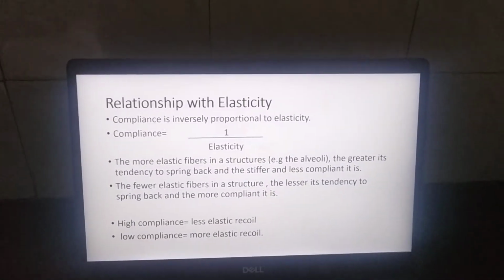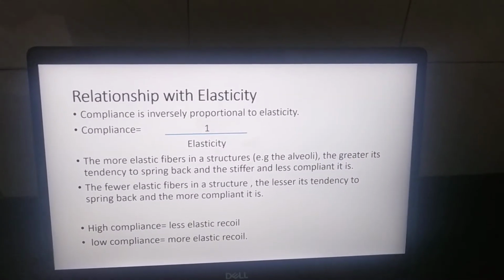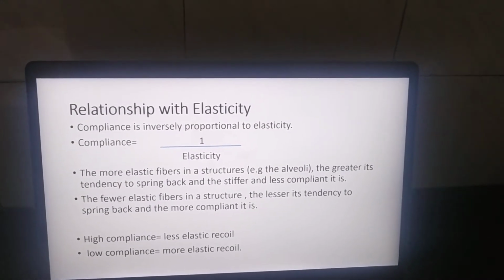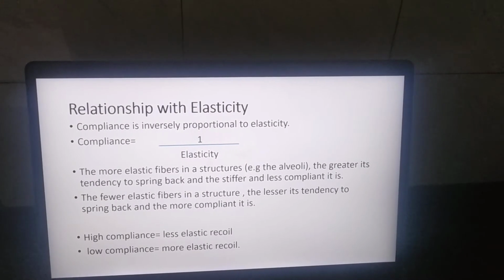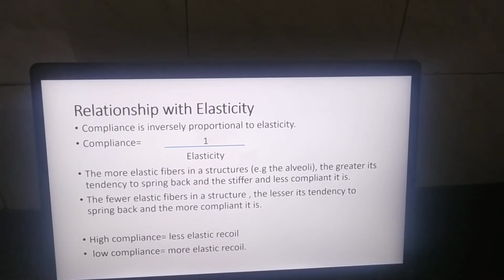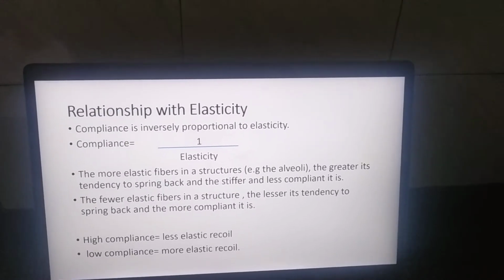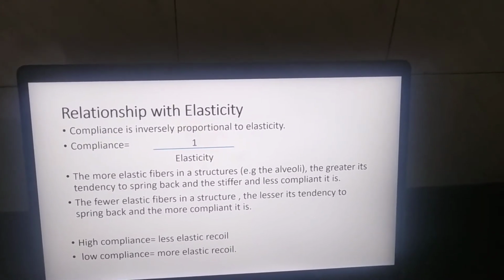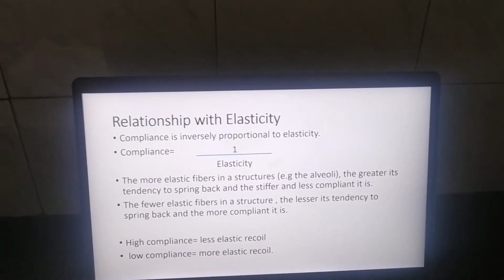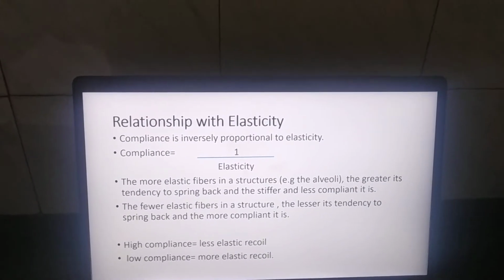Now what is the relationship between the compliance and the elasticity? So compliance is inversely proportional to elasticity. Means the more elastic fibers in a structure, for example in the alveoli, the greater its tendency to spring back, and the stiffer and the less compliant it is. The fewer elastic fibers are present in a structure, the lesser its tendency to spring back and the more compliant it is. So this means that if elastic fibers are more, they will prevent expansion of the lung. If elastic fibers are less, lung will fill with air easily and it will expand easily. So high compliance indicates less elastic recoiling and low compliance indicates more elastic recoiling.